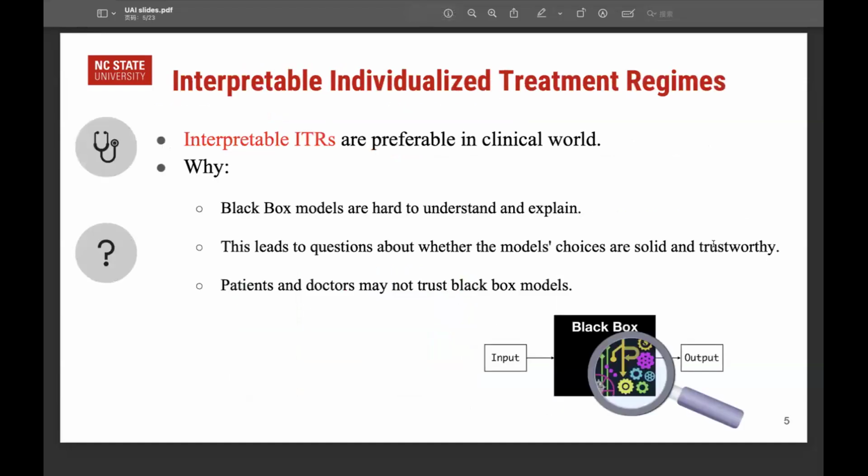When it comes to individualized treatment regimes, the ones that are transparent and easy to understand are our top choices. Therefore, we focus on interpretable ITRs. They are important because black box models are tough to trust, as they are complicated and not transparent. Just like a magic trick, you cannot figure out what is happening behind the curtain. Patients and doctors feel more at ease with treatments when they know the reasons behind the choices made.